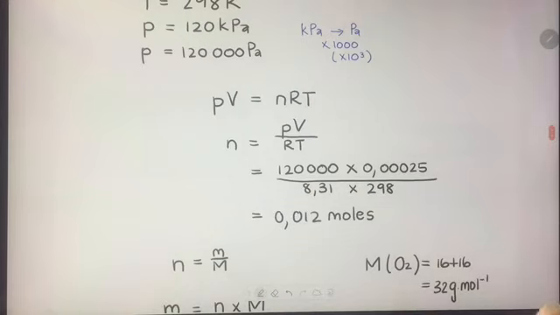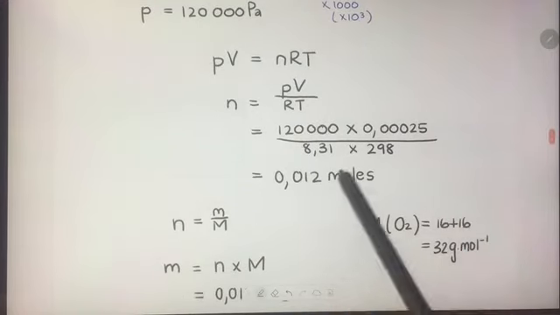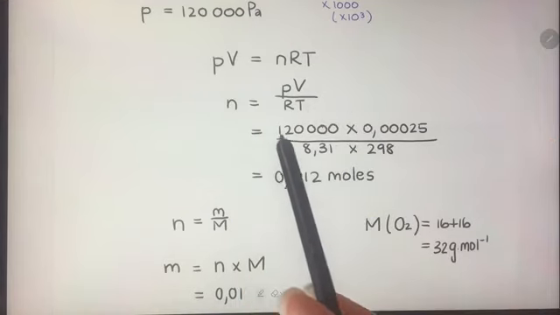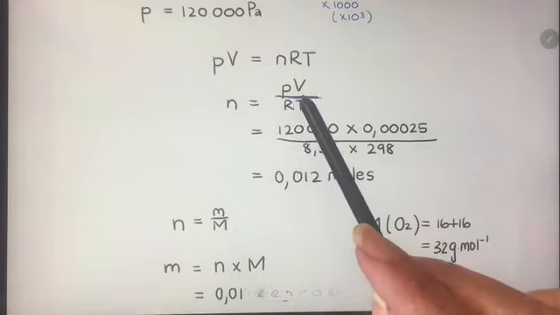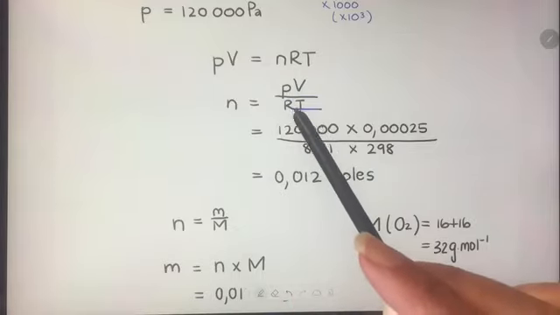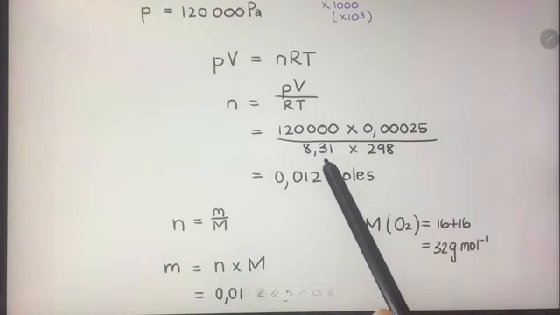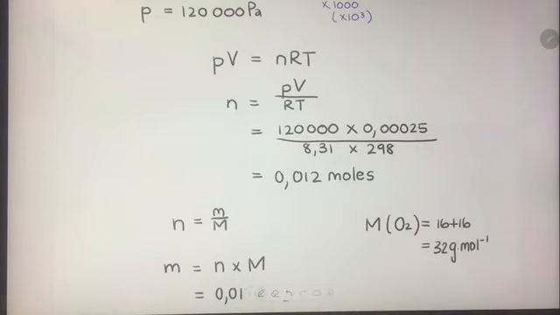Now, in my first worked example, I substituted my values immediately. In this worked example, I have manipulated my formula, and I got n alone on one side and then substituted the values, just to show you that you can follow either one of the two methods. So n is going to be PV divided by RT. R is my gas constant, the universal gas constant, 8.31. I've done the maths and I've got so many moles.